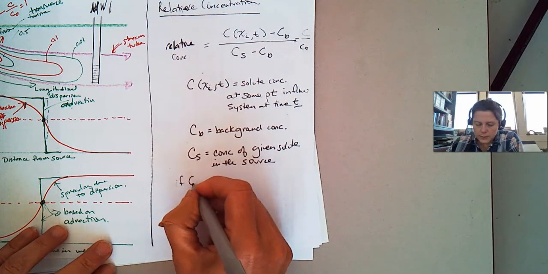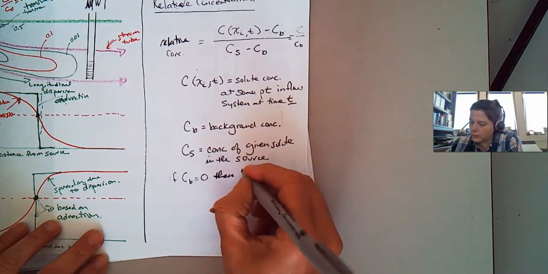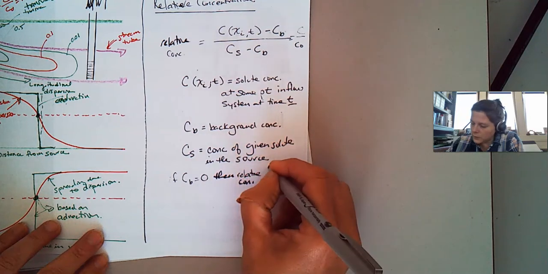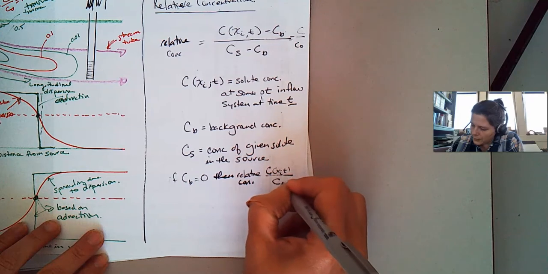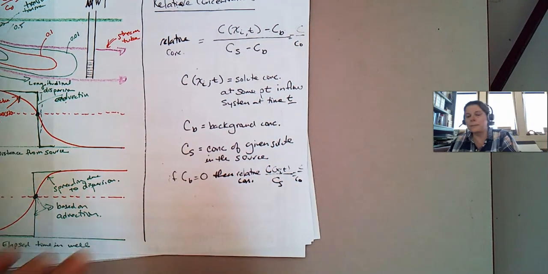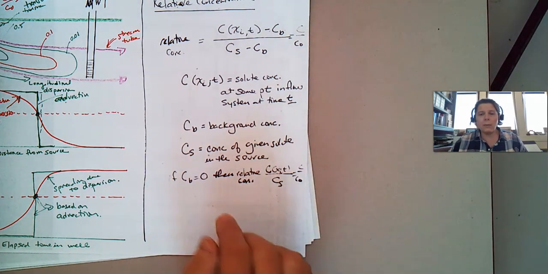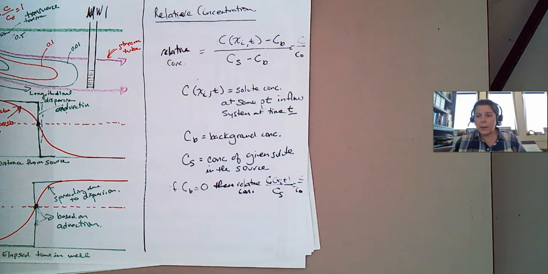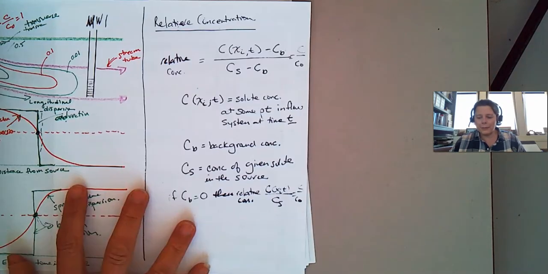So if Cb equals 0, then the relative concentration is just the concentration. So C(x_i, t) over Cs equals C over C naught. Okay, so if there is nothing in the background, then there's nothing for us to subtract out. Then it's just if Cb is equal to 0, there's nothing in the background. But if there is background concentration, then we have to use this to subtract out that background so that we're getting pure relative concentration. Otherwise, this is starting up a little bit higher than where we started from.